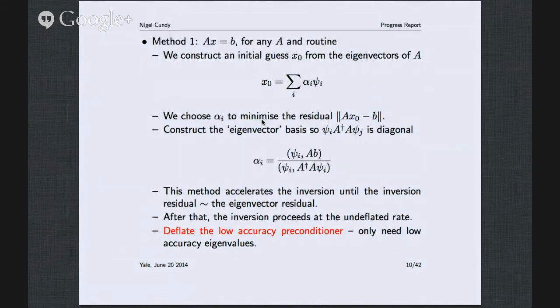So the standard method is the use of the Galerkin projector, and this is basically equivalent to the Galerkin approach. Construct an initial guess from the eigenvectors of A. Choose this parameter here; for example, I've used it to minimize the residual, which you can then calculate. This method accelerates the inversion until the inversion residual becomes similar to the eigenvector residual, and after that, the inversion proceeds at the undeflated rate. In our case, we're going to deflate the low accuracy preconditioner.